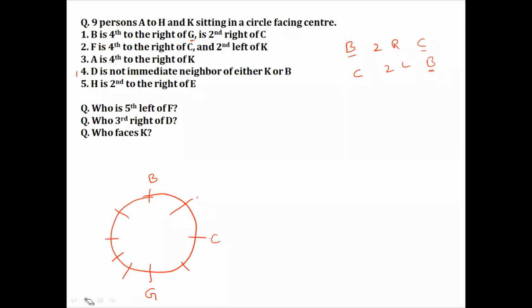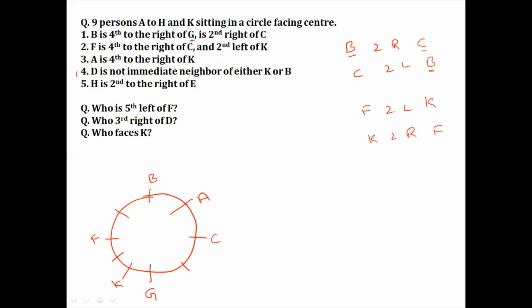Now the next one is F is fourth to the right of C. Now we know that right is the anti-clockwise direction. F is fourth to the right: first right, second right, third right, fourth right. So F is here, and second to the left of K. Who is second to the left of K? F is second to the left of K. Now K is second to the right of F, means K is here. Next, A is fourth to the right of K. So A is fourth right: first right is G, second right is this place, third right is C, fourth right is A. So this is A.